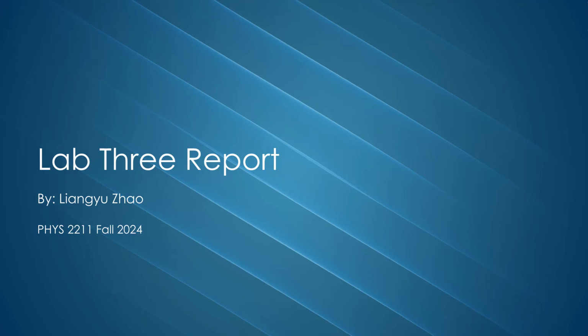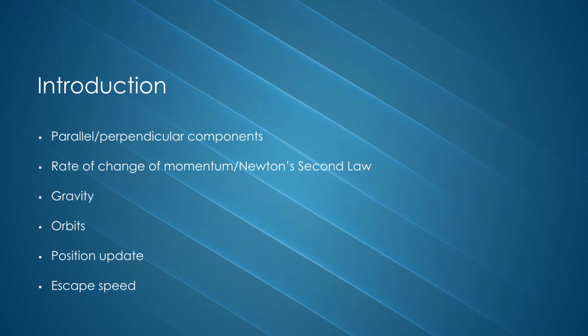Hello, this is my lab report for Lab 3. This lab focuses on analyzing and predicting the trajectories of objects orbiting around the black hole. To do this, we will be separating the gravitational force into parallel and perpendicular components. We will be using the rate of change of momentum, or Newton's second law, and the position update formula.